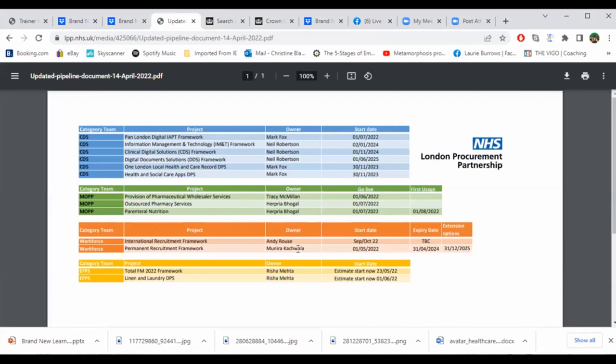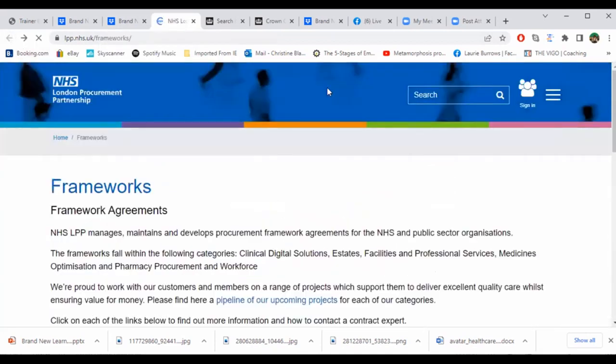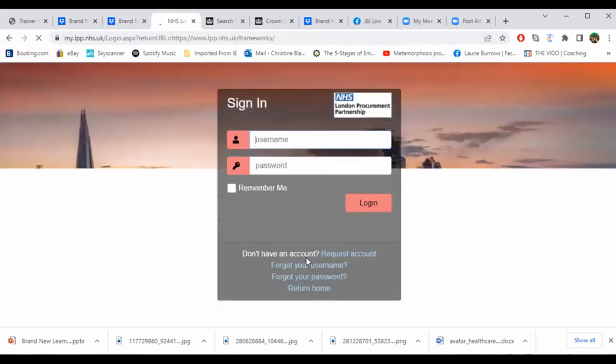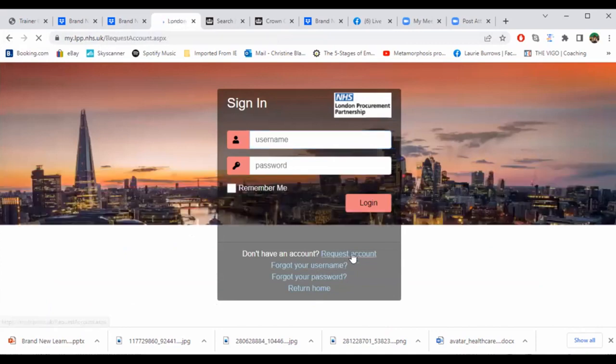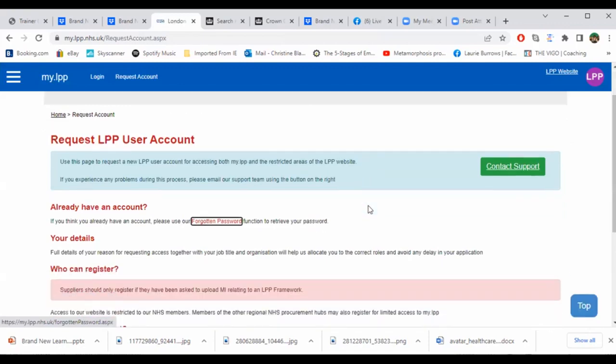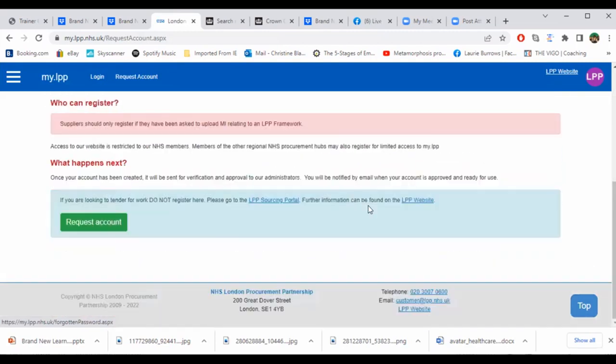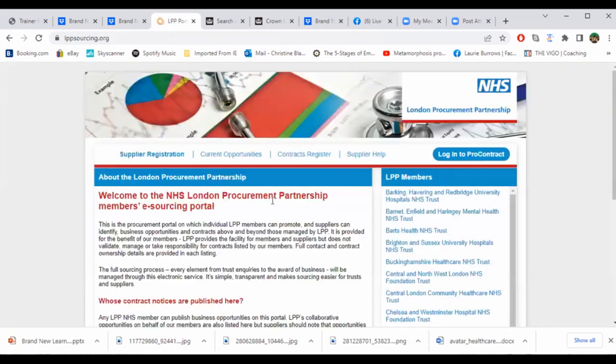So you register as a provider. So this is like upcoming projects, for example, but I'm going to go back to the, and what I'd like you to look at doing is registering. So you can sign in, but if you haven't signed in, and then you just fill out your details. And get onto the sourcing portal here. You can register as a provider. You can register as a supplier.